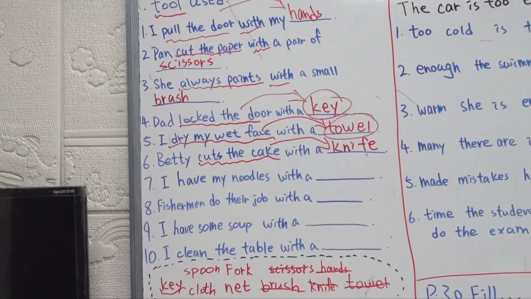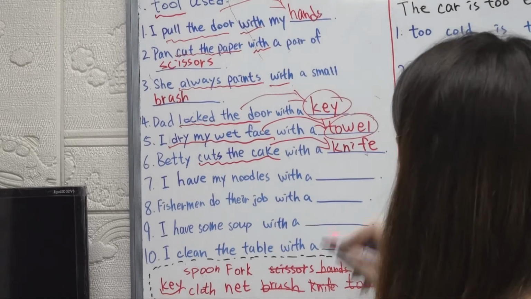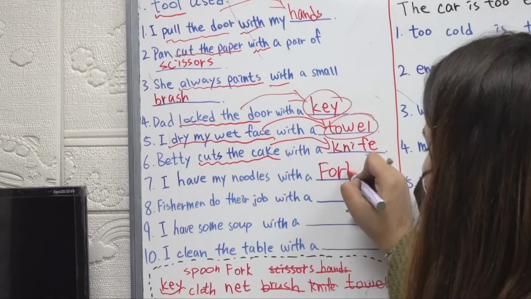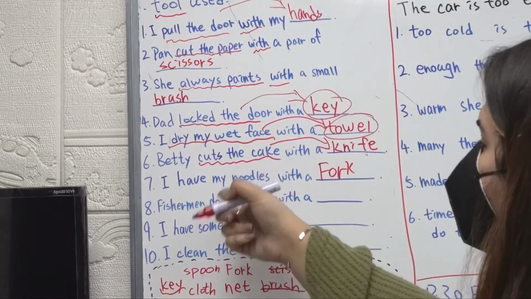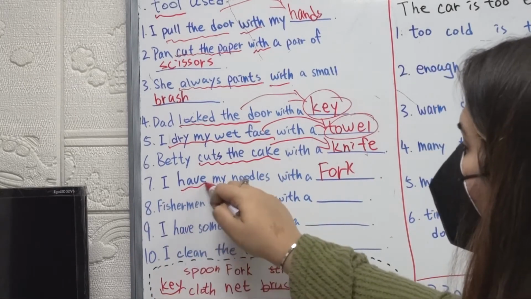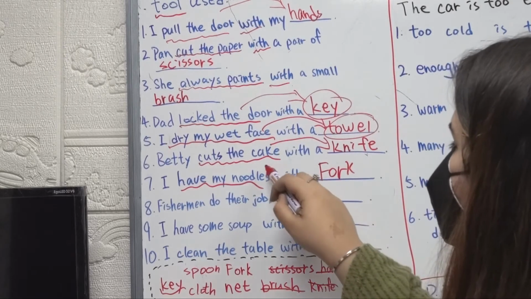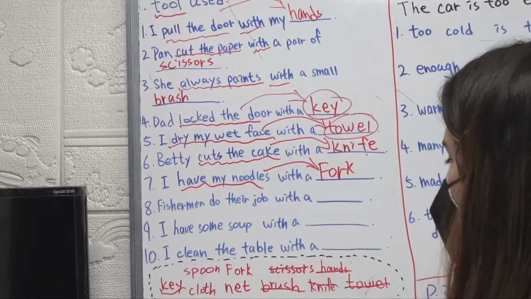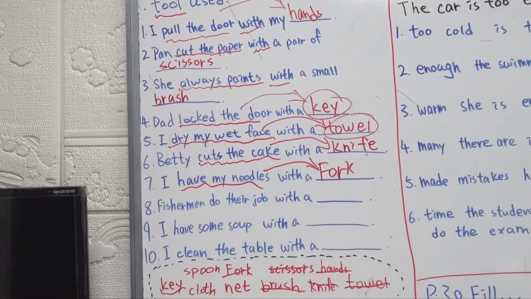Okay. Number 7. I have my noodles with a fork. With a spoon? Fork. With a fork? Yes, with a fork. It's easier, right? To use a fork to have noodles. So the thing I want to do is have my noodles, and all I use is a fork. Okay? Fork.